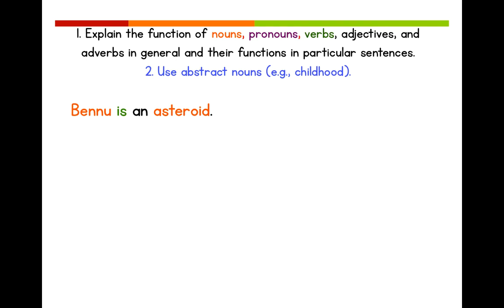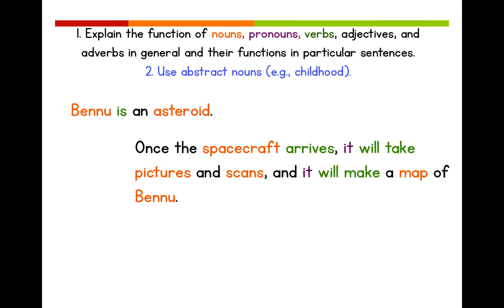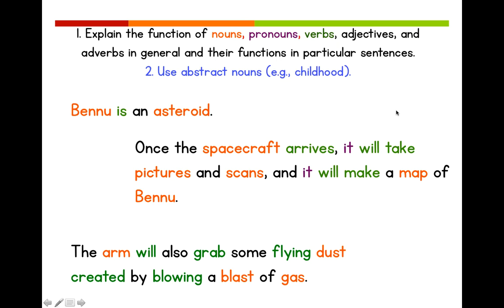There is no pronoun in the first sentence. There are two pronouns in the second sentence. The pronoun it. It will take, referring to the spacecraft. It will make, referring back to the spacecraft. Otherwise, the author will have to keep writing spacecraft, spacecraft. The third sentence also does not contain a pronoun.